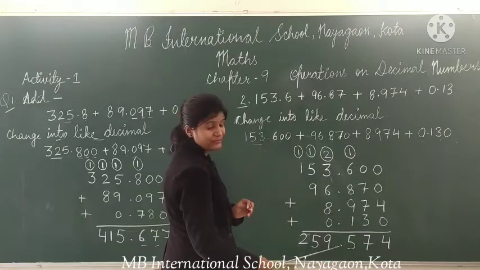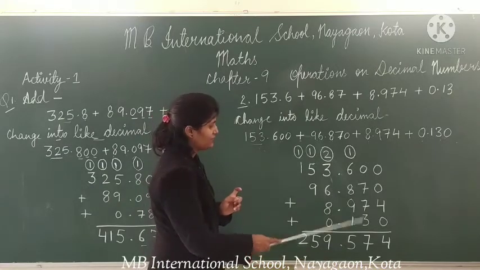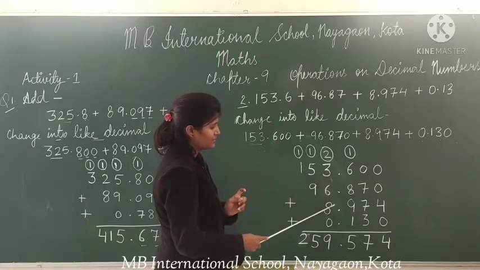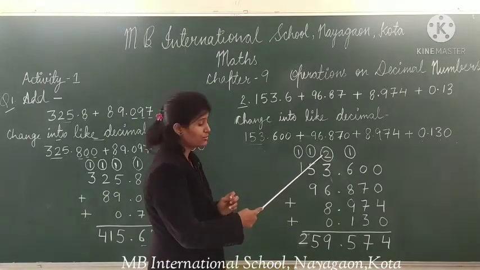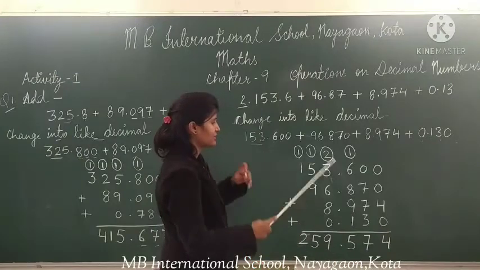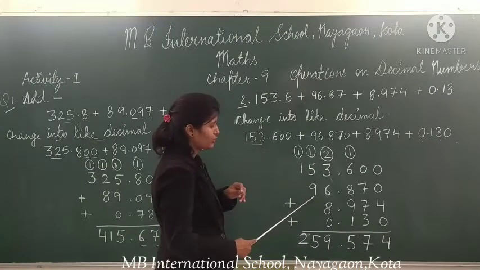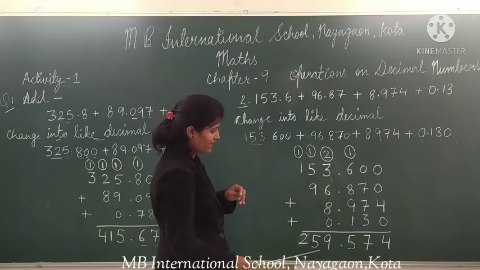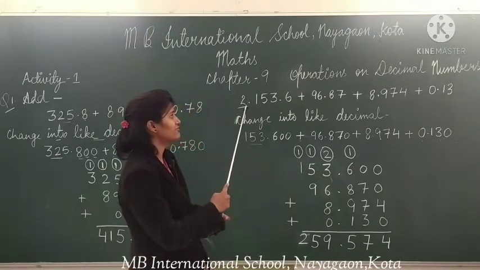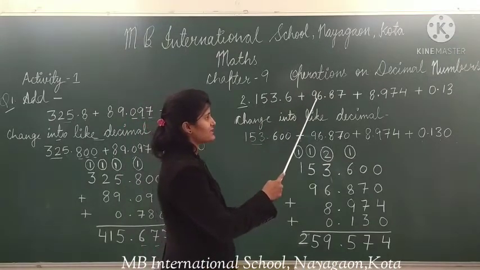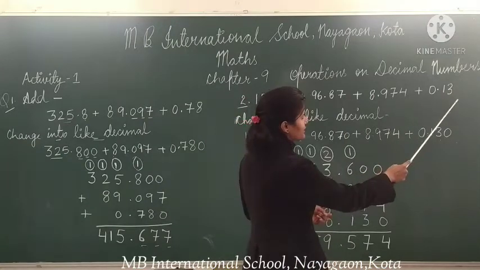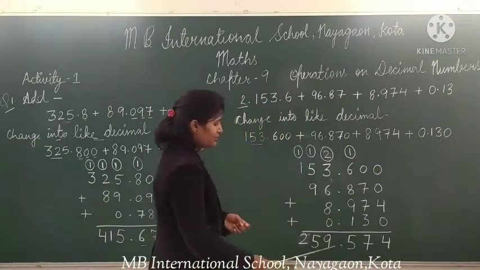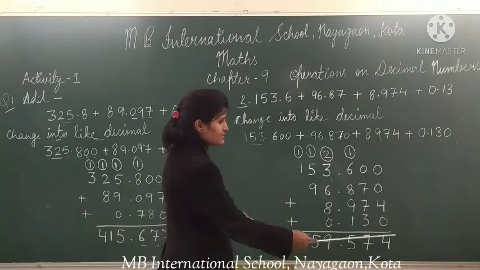Put the decimal, क्या करेंगे अब, put the decimal. Now 6 plus 3, 9, 9 plus 8, 17, 17 plus 2, it's 19. We write 9 here, 1 goes in carry. 5 plus 9, 14, 14 plus 1, 15. We write 5 here, 1 goes in carry, and 1 plus 1 is 2. So when we add 153.6 plus 96.87 plus 8.974 plus 0.13, we got 259.574 as our answer.